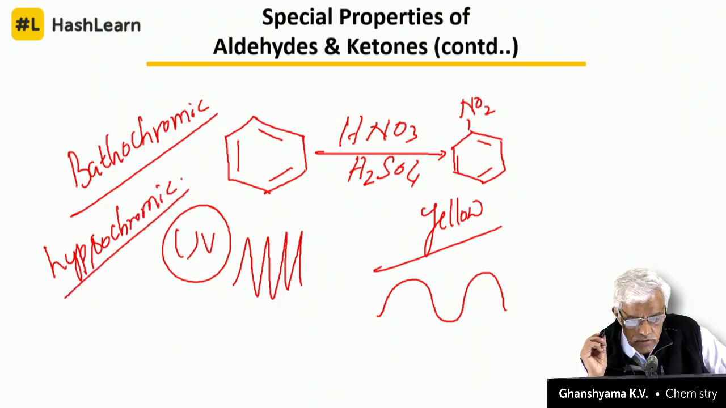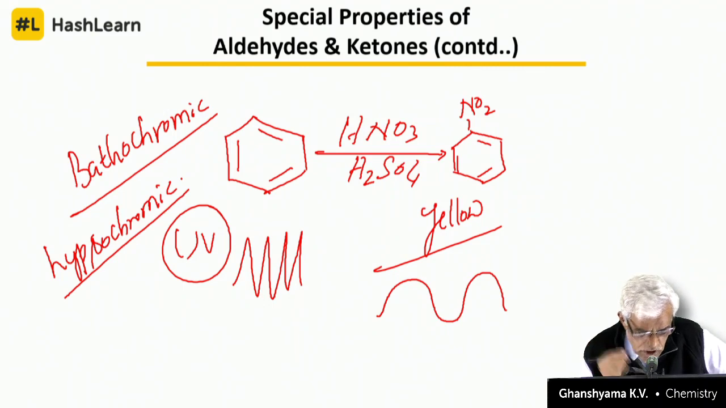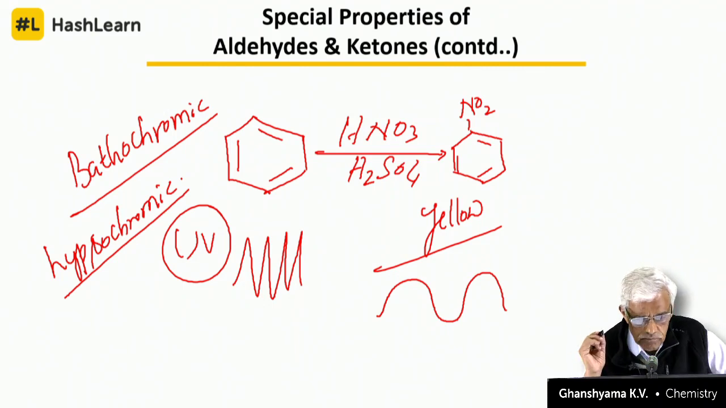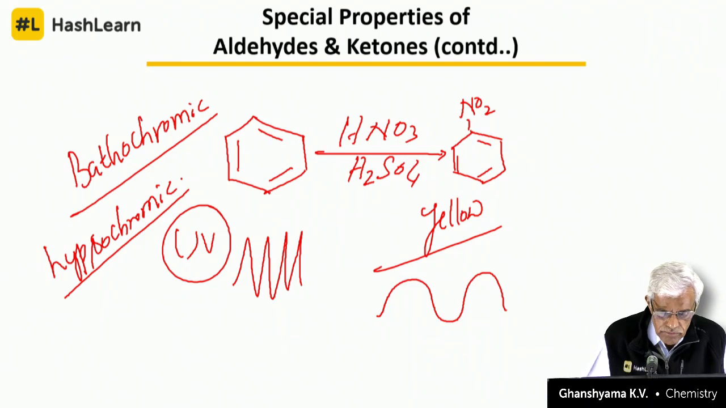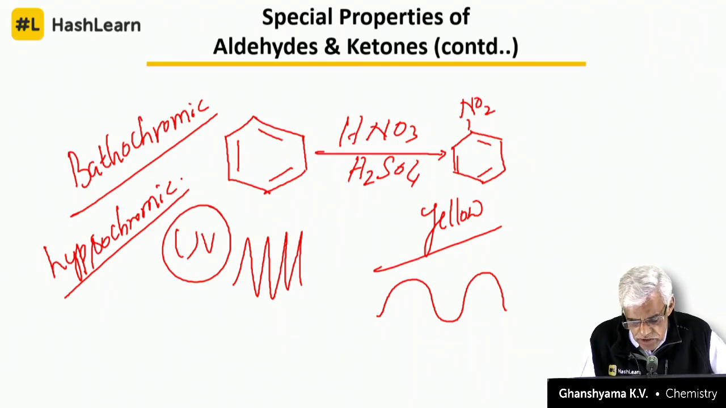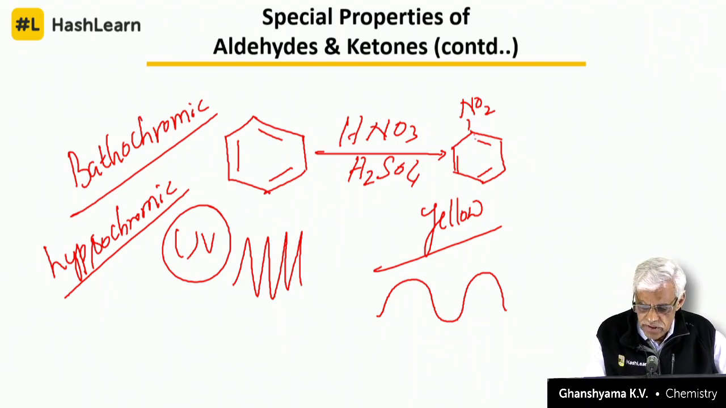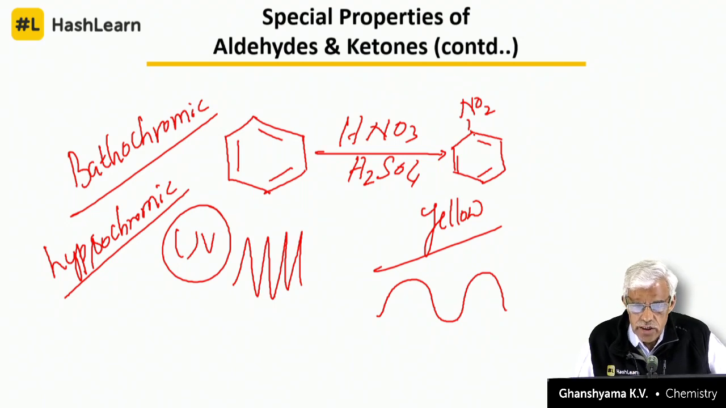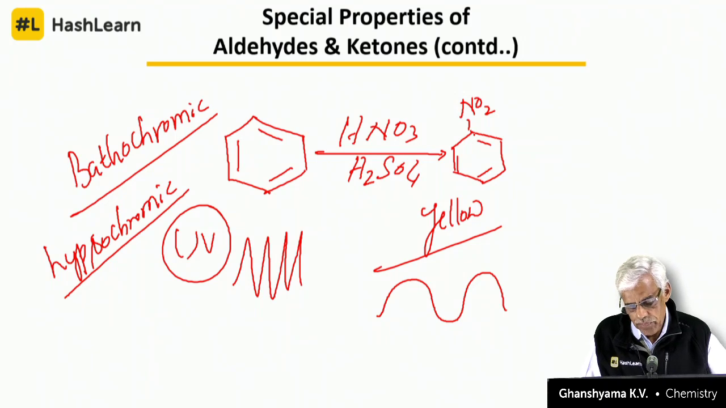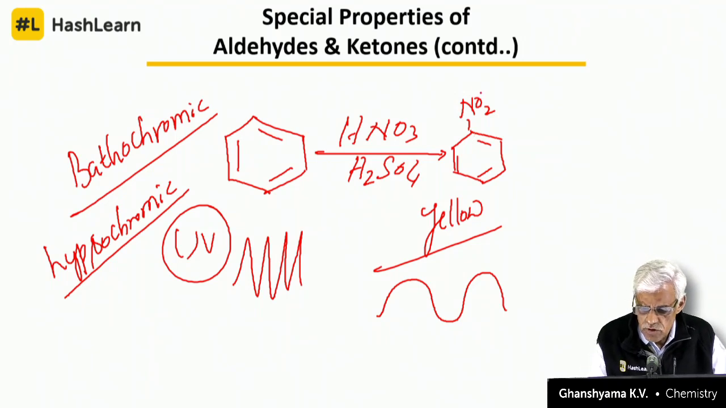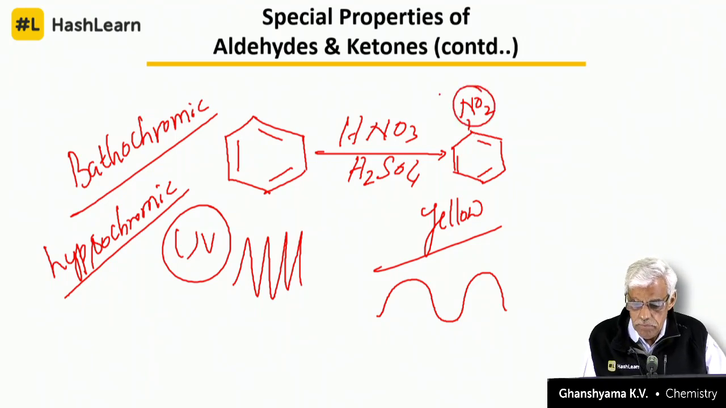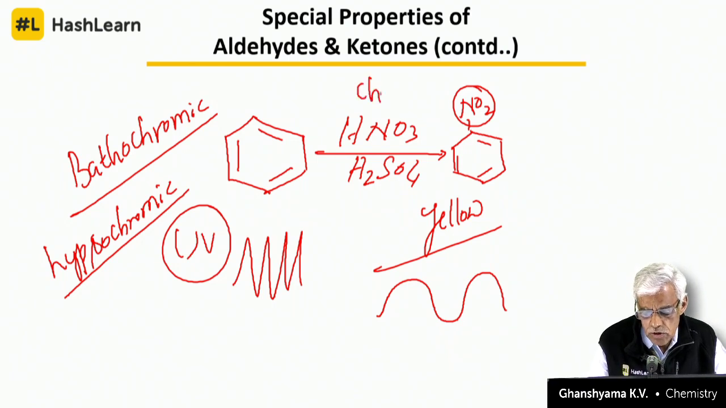From longer wavelength to lower wavelength. Okay. So, I will continue with you some more details. Nitrobenzene is yellow in color, but it is not a dye. This NO2 group which gives color to the compound is called a chromophore.